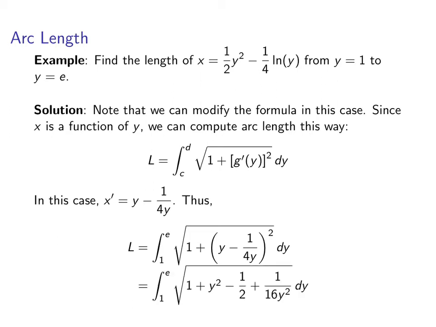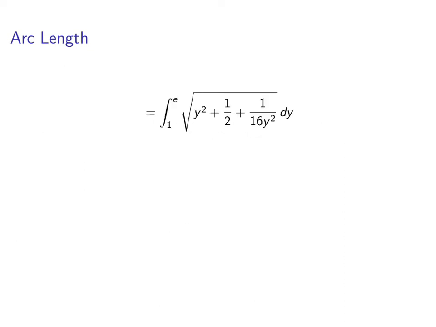If we multiply out everything that's inside that, so basically we're squaring this piece here, we'll get the integral from 1 to e of the square root of 1 plus y squared minus a half plus 1 over 16y squared. The 1 and the minus 1/2 combine to look like this. And this is a very common thing. We end up with something that's actually a perfect square. You should see that if you were to FOIL this, you would end up one step back.